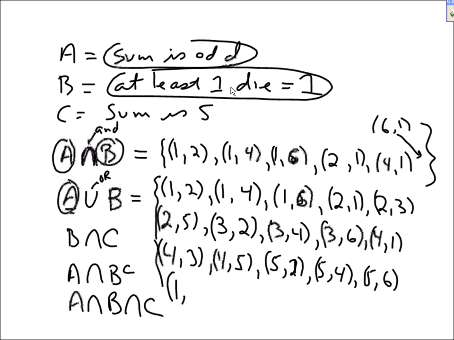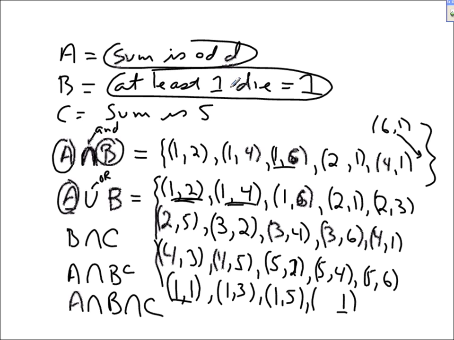Let's let the first die be a 1. You can have both. You can have 1 with the 1. You can have 1 with the 2, which I already put. You can have 1 with the 3. You can have 1 with the 4, which I have. You can have 1 with the 5, which I don't have. And you can have 1 with the 6. Or the second die can be 1. Well, I did a 1 with the 1.